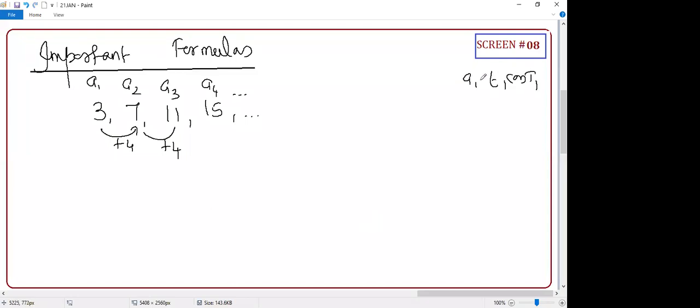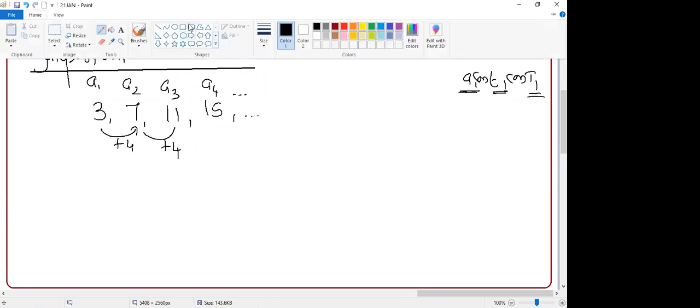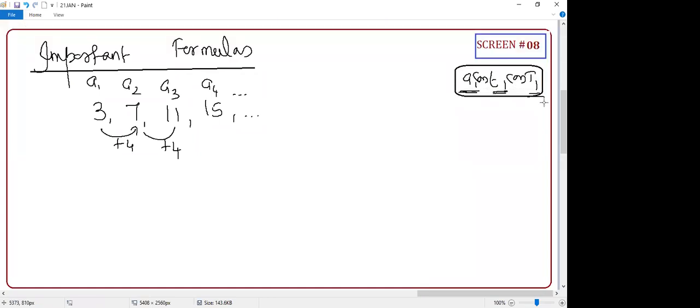So when you are referring to some textbook, instead of A1 they will use T1. Everything is the same. Clear or not? Yes, sir.